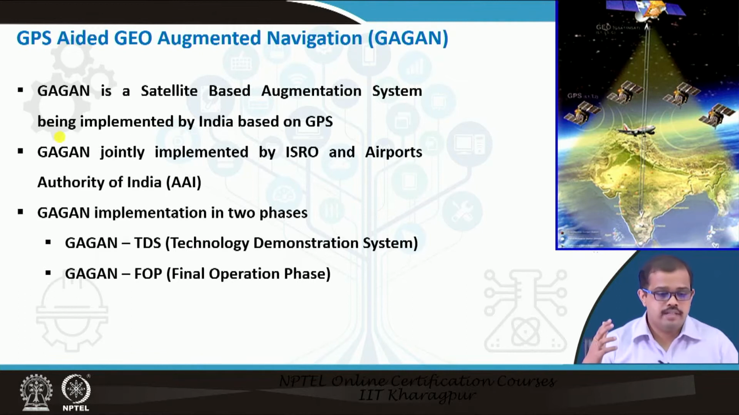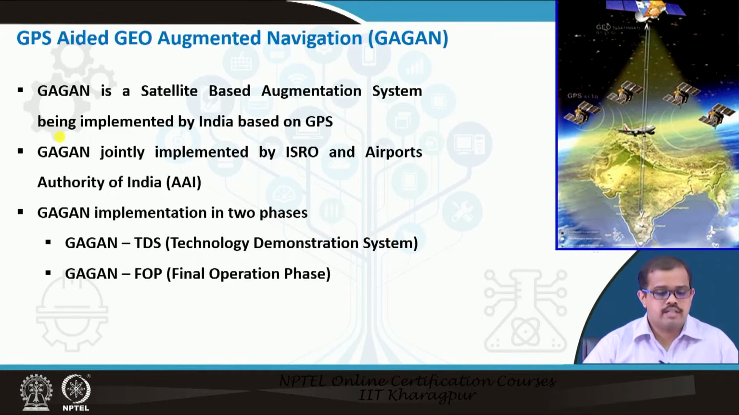Compared to this, there is another system offered by the Indian subcontinent, called GAGAN. This is GPS Aided Geo Augmented Navigation. GAGAN is a satellite-based augmentation system being implemented by India based on the GPS system, jointly implemented by ISRO and the Airports Authority of India. It basically covers the Indian subcontinent, till the east coast of Australia, and other signals on the eastern coast of Africa.